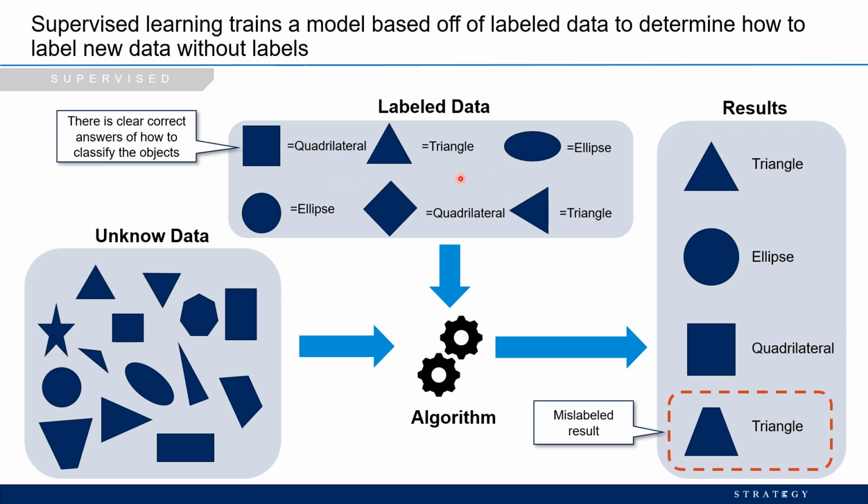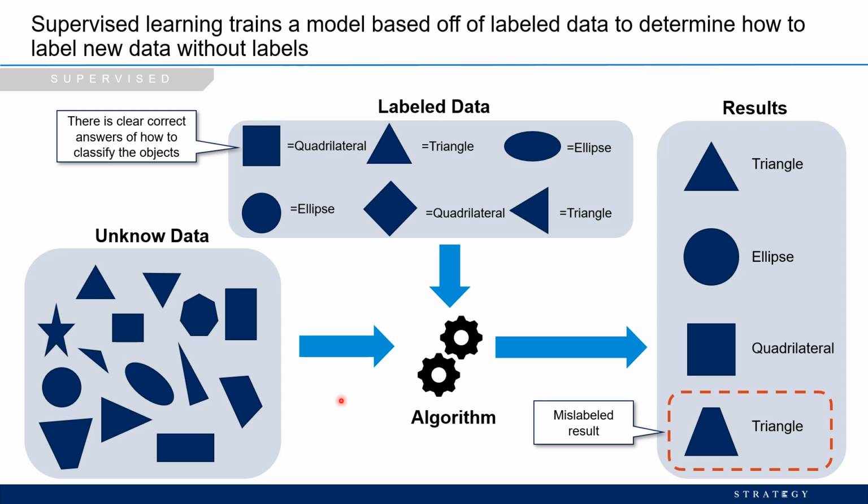And so what the computer does is it will look at all this information and then try to train a model based off of this labeled data that it has. Once it's trained its model, it'll look at unlabeled data and try to classify it accordingly. However, as you can see, you can also tell when the model doesn't correctly work.